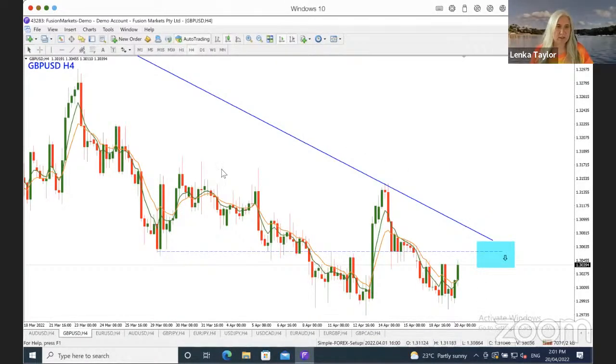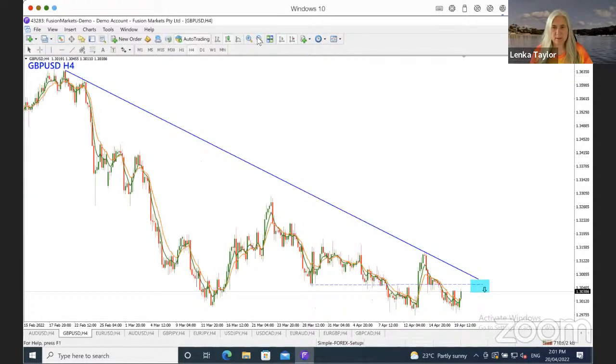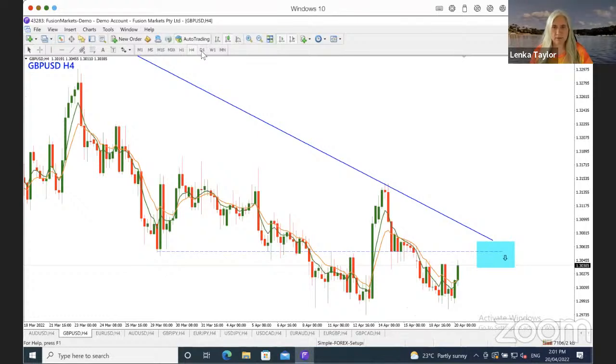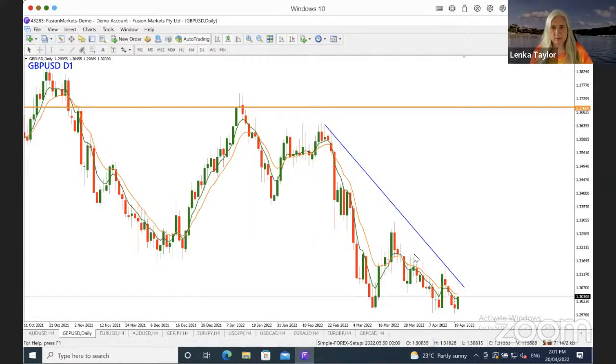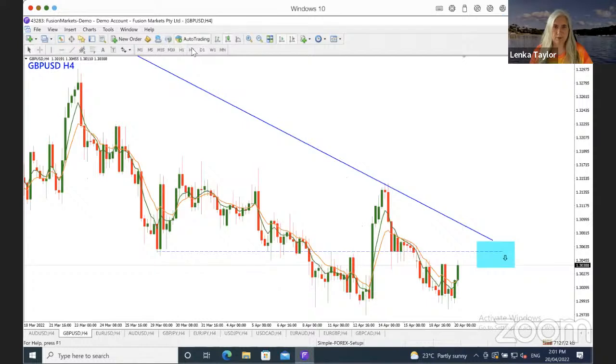All right, so starting with GBPUSD. At the moment, I'm still looking at short on GBPUSD. On the daily, we're still in the downtrend. So looking for any pullbacks up to the trend line and then a reversal on the 4-hourly. That would be great. I would still look for a short on this currency pair.